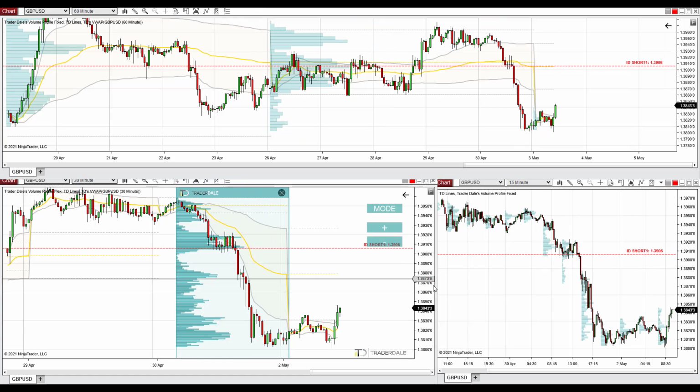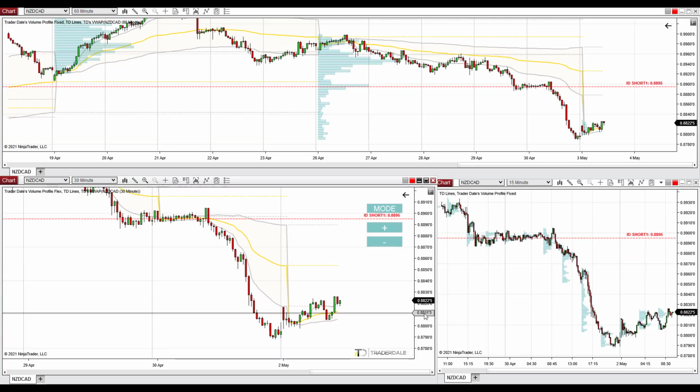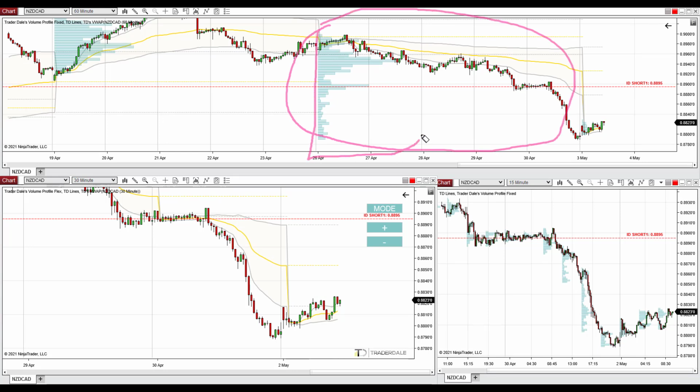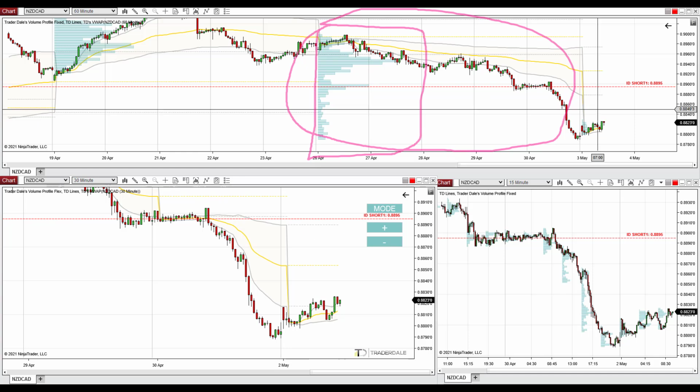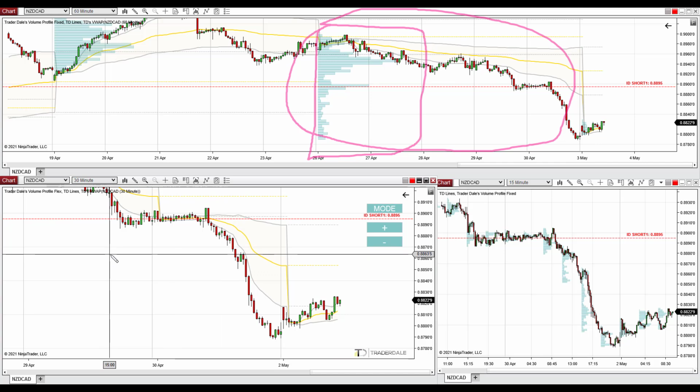Let's now go into the next trading idea, and this one will be on the New Zealand dollar, Canadian dollar. So this is New Zealand dollar, Canadian dollar on all three charts. And the resistance which I would like to show you is pretty nicely visible, even if you look at the weekly profile in here. It is based on the volume accumulation setup. So let me show you on the flexible profile, on this chart.